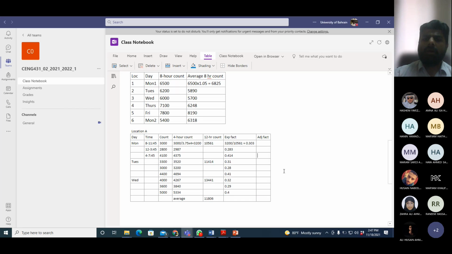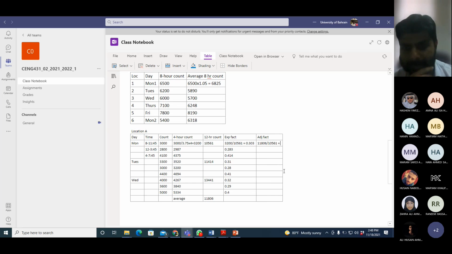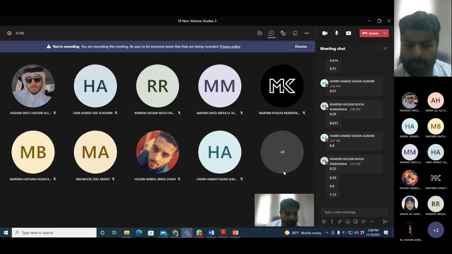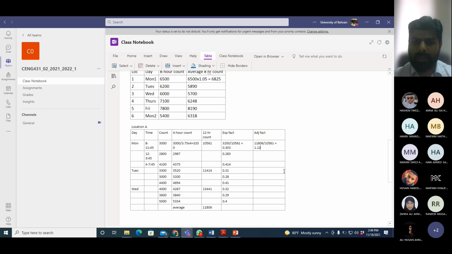Great. Now adjustment factor, like we have done today as well. Average upon the traffic of that day. So for Monday, there will be one adjustment factor for each day. Only one. So you don't have to do it for so many values. So 11806, which is the average, divided by 10561. How much? 1.12. Then for Tuesday, average will remain the same.